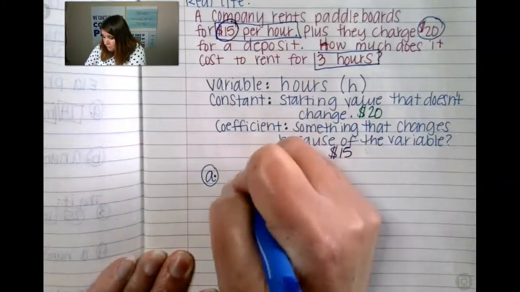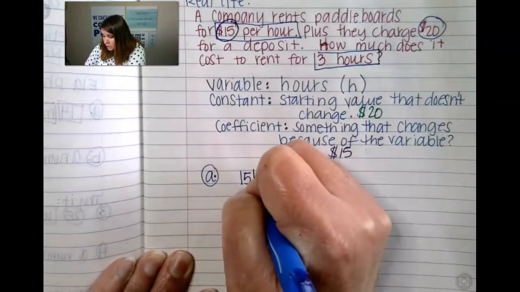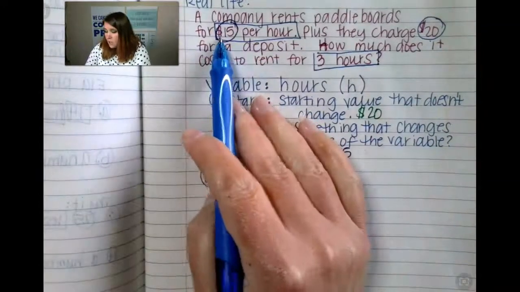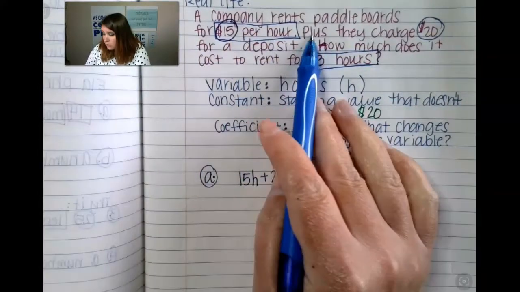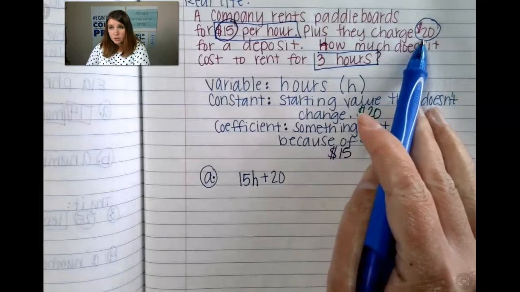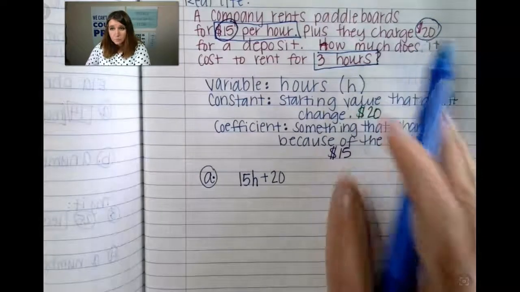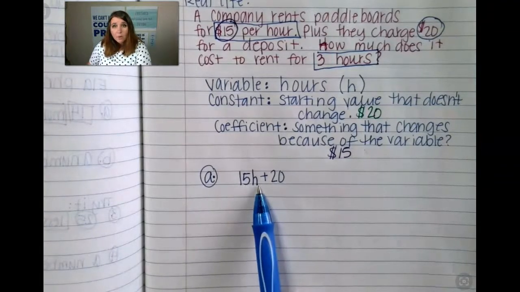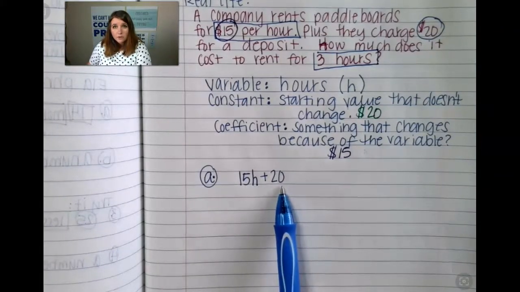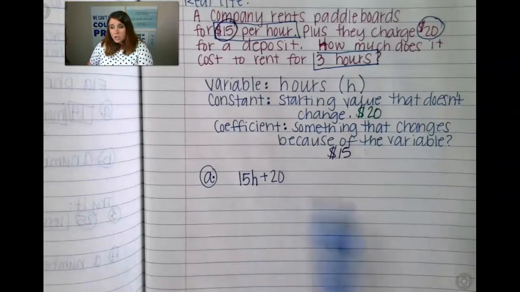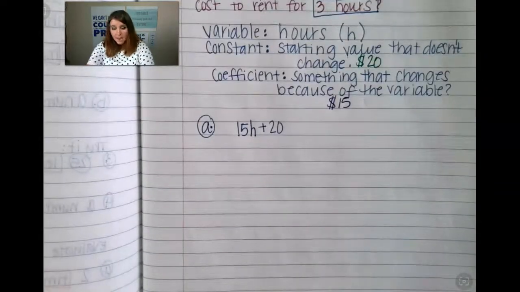We have $15 per hour plus $20 for the deposit. Okay, $15 per hour plus a $20 deposit. I have my algebraic expression. I can use this now to rent my paddleboard.